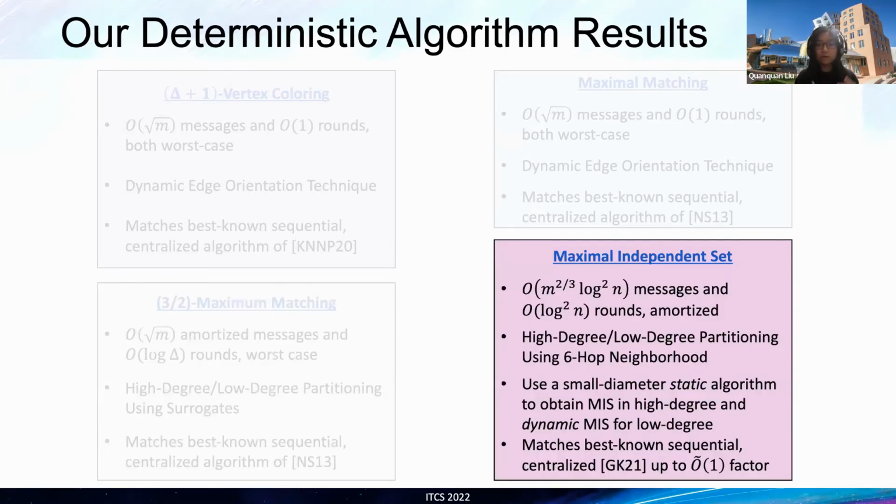Finally, the rest of this talk will focus on our main result for maximal independent set, or MIS, where we give an algorithm that achieves O of m to the 2/3 log squared n amortized messages and O of log squared n amortized rounds using a high degree and low degree partitioning. This partitioning is obtained by using only a local 6-hop neighborhood. The other main components of our algorithm are our use of a small diameter static algorithm for high degree vertices and a dynamic MIS algorithm for low degree vertices. This matches the best known sequential centralized algorithms by up to polylog n factors.